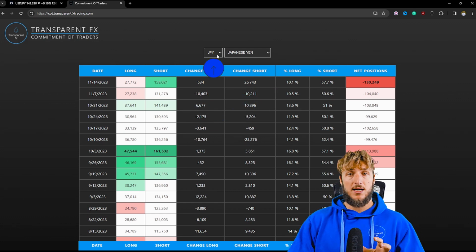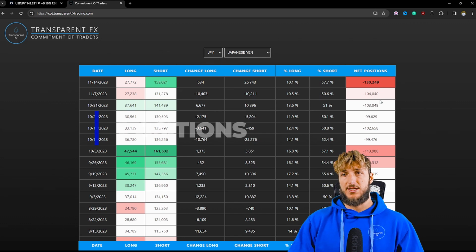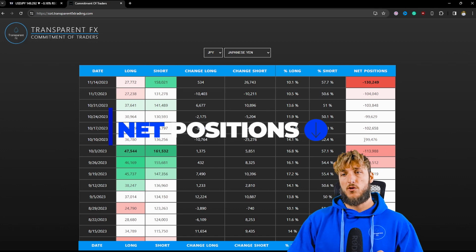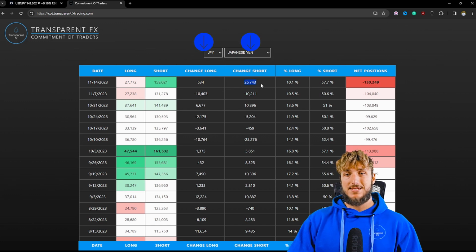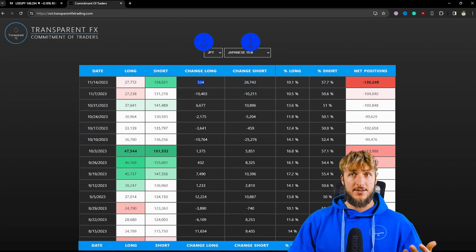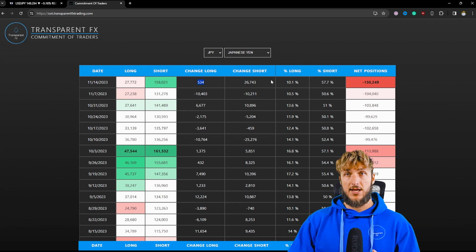And let's check the data precisely for the JPY. Now, what we can see here is that with the last reports, net positions have been massively decreased. We went from minus 99k to minus 130k net positions, with 26,700 shorts added with the last report. However, we start to see that anyway, longs are getting added as well, in a small proportion compared to shorts, but still they're getting added.